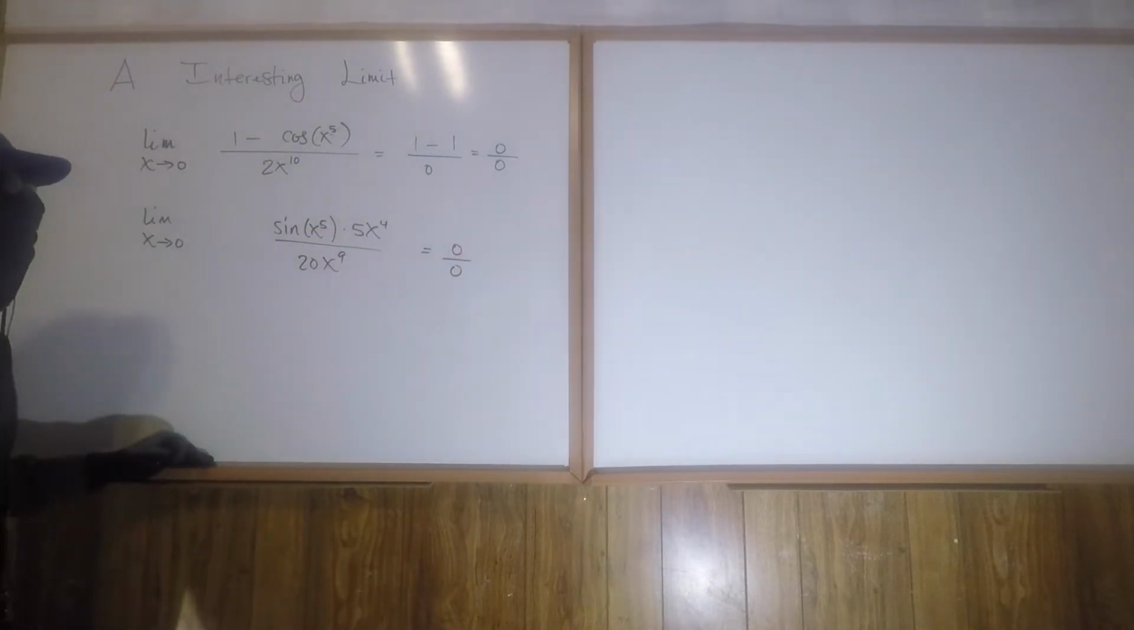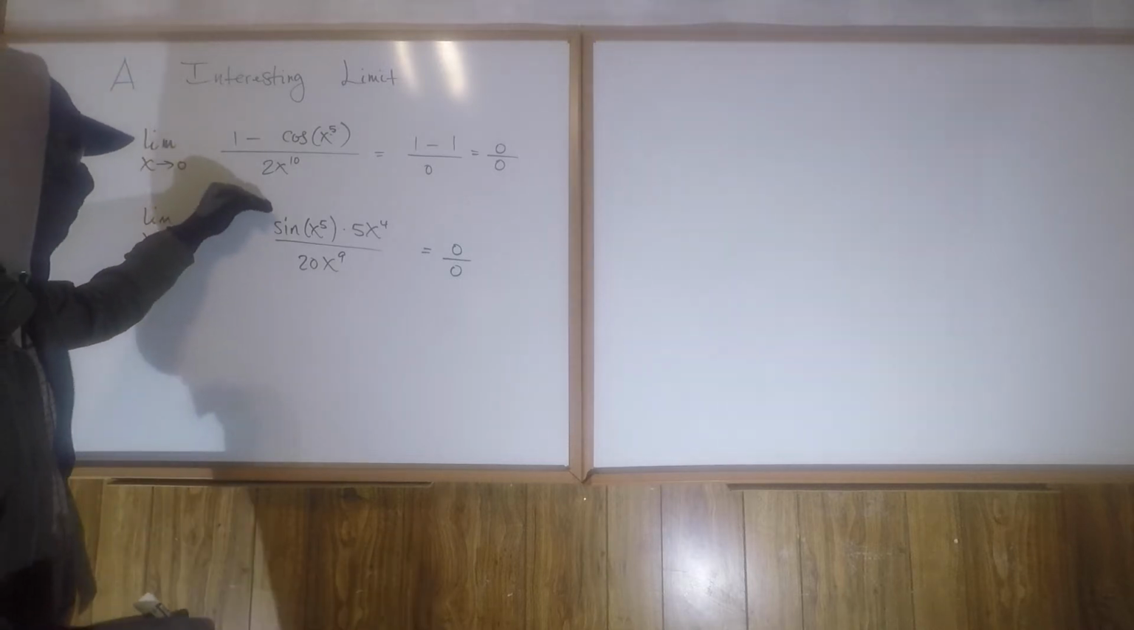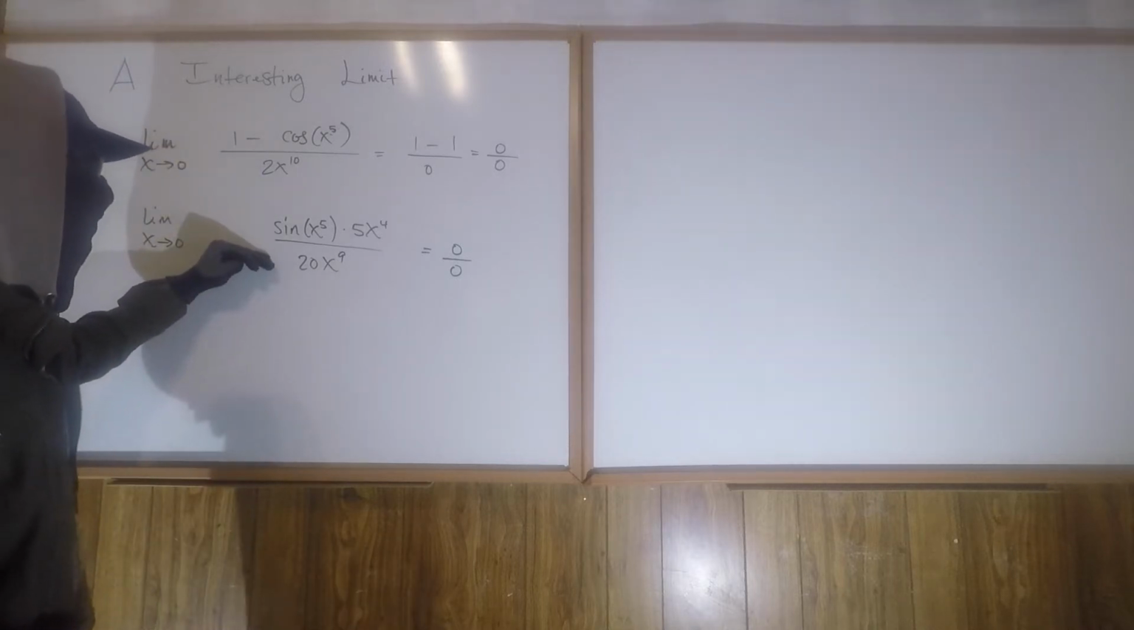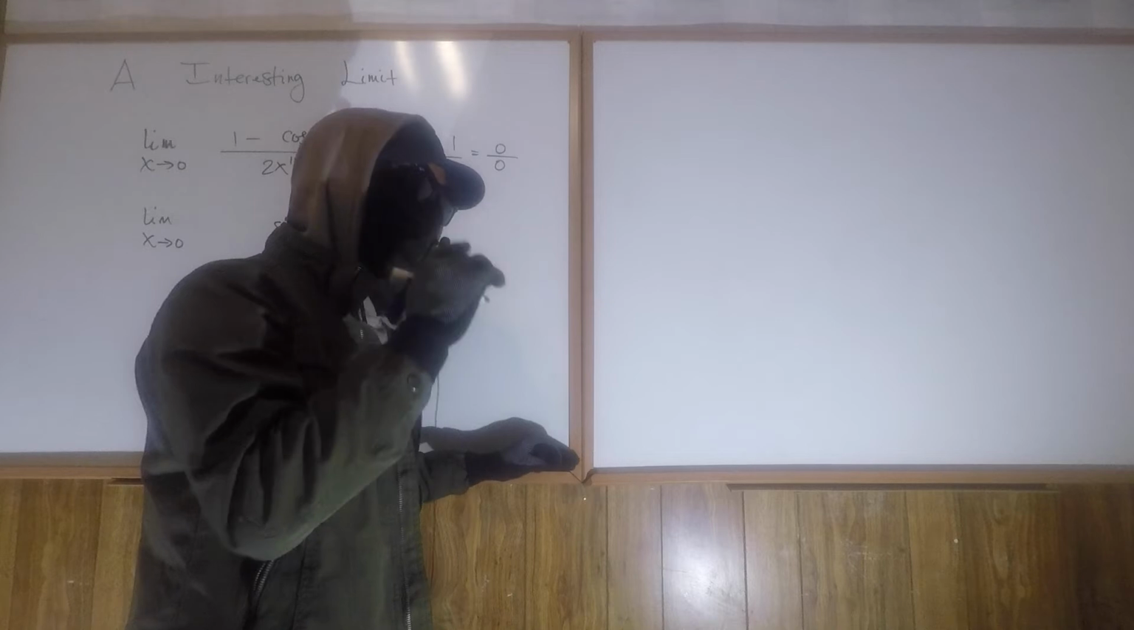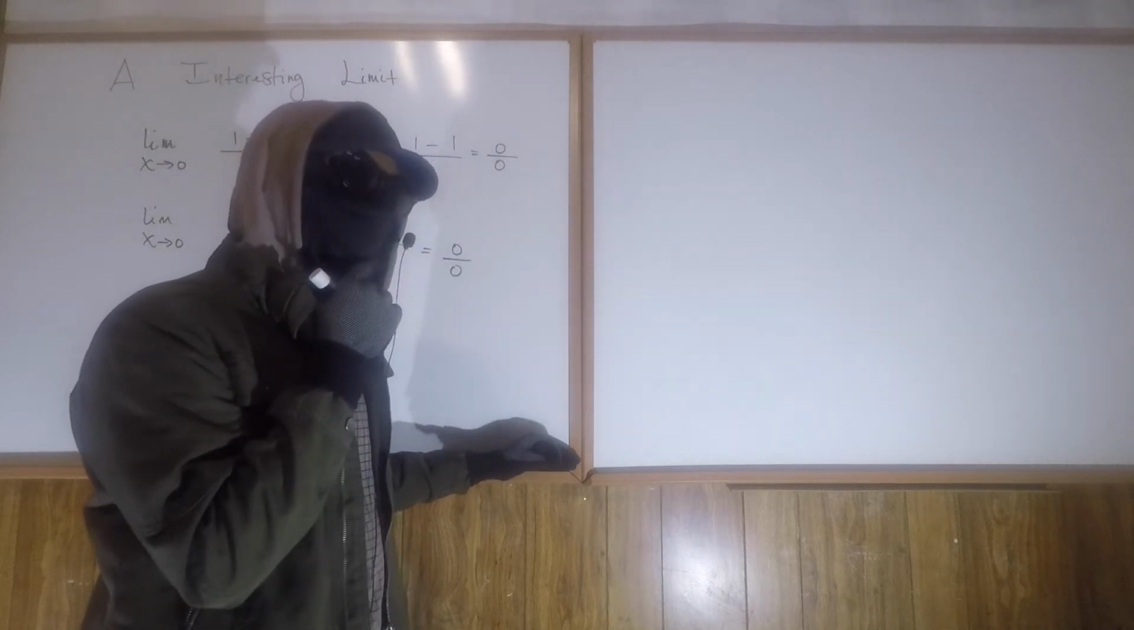Alright, so what? We do it again. Take the derivative of the numerator, divide by the derivative of the denominator, and then again evaluate the limit as x goes to 0. But wait. I want to think about this. This does not look like the path we should be on.